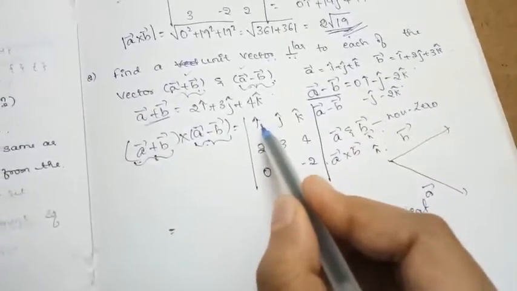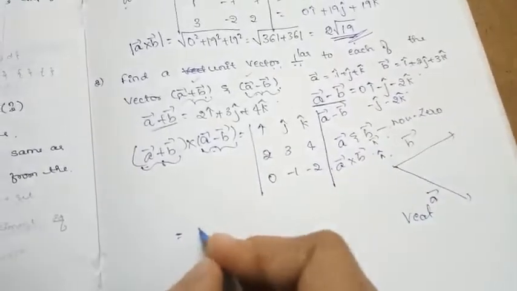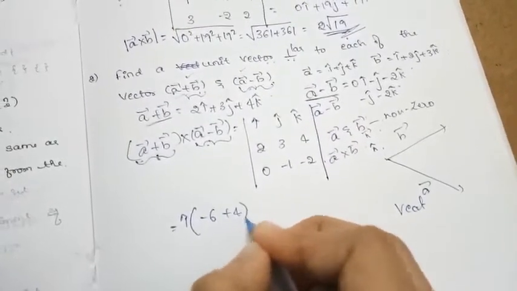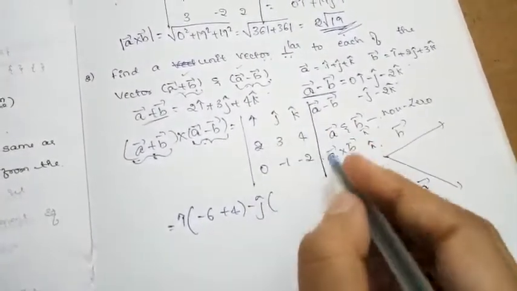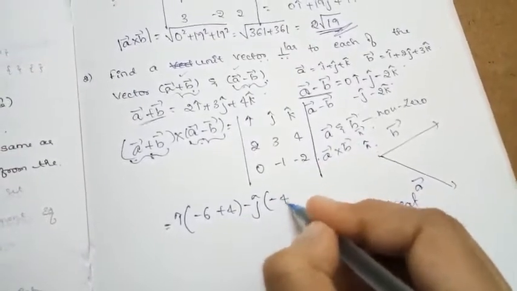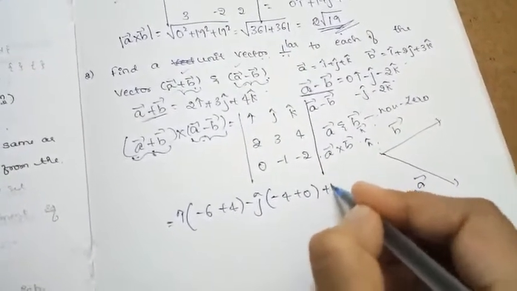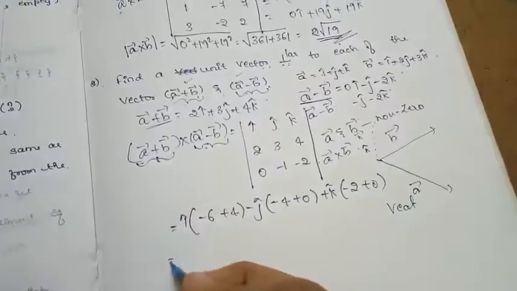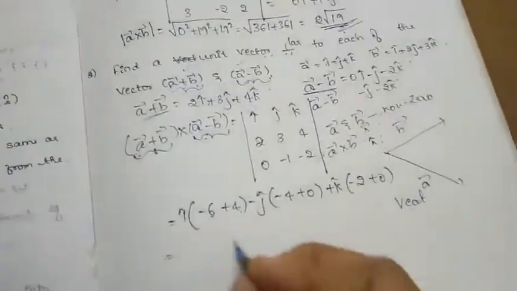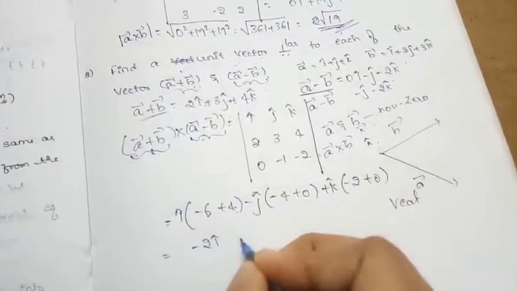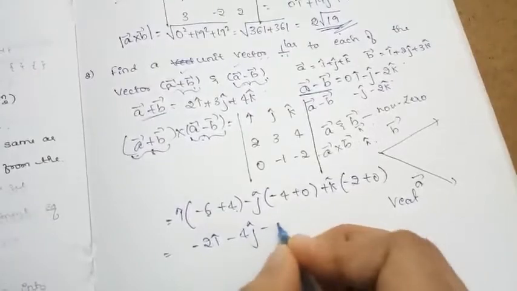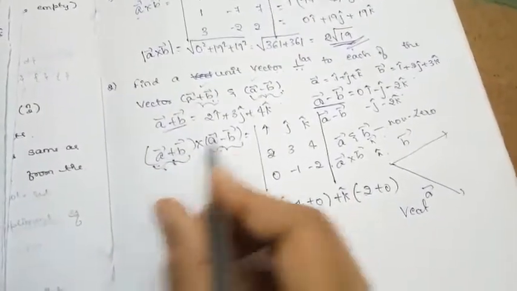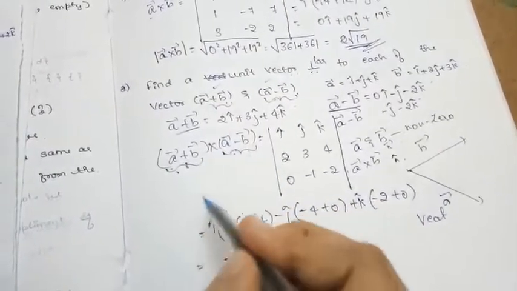So now I am expanding this along the first row. That is nothing but i cap (-6 + 4) minus j cap (-4 + 0) plus k cap (-2 + 0). So here -6 + 4 is nothing but -2 i cap, -4 j cap, -2 k cap.